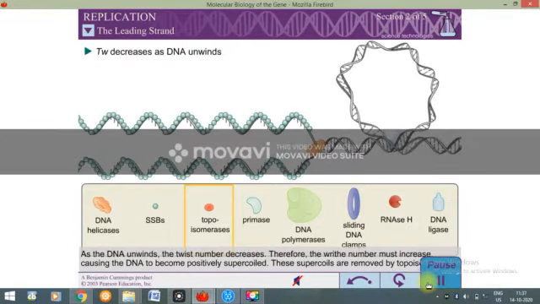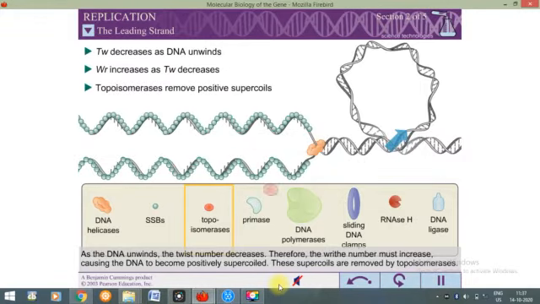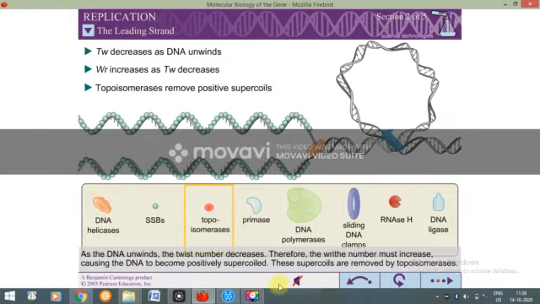Now here comes topoisomerase. Topoisomerase is again not in your syllabus, you just need to understand one thing: it prevents supercoils. You can write it down. It prevents negative and positive supercoils, you can say positive supercoils rather, or simply you can write supercoils.